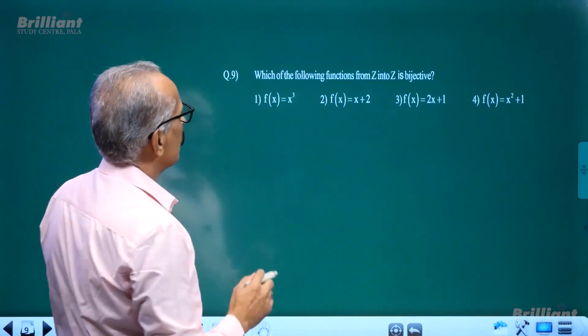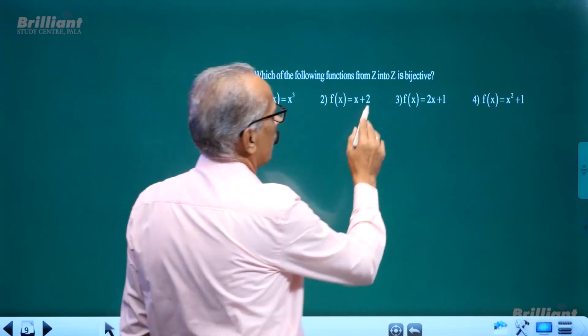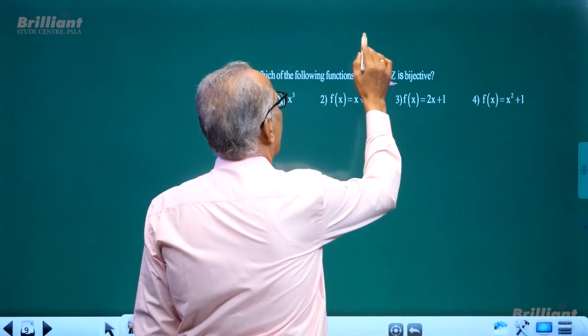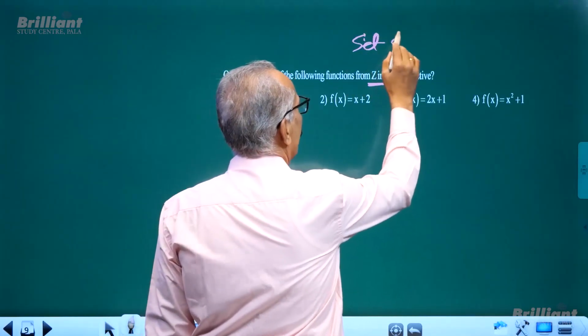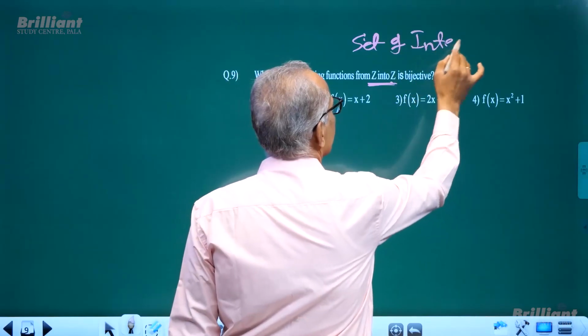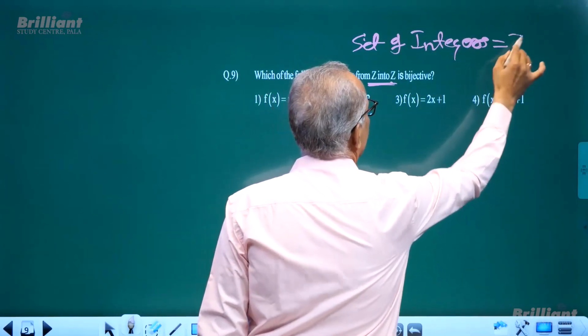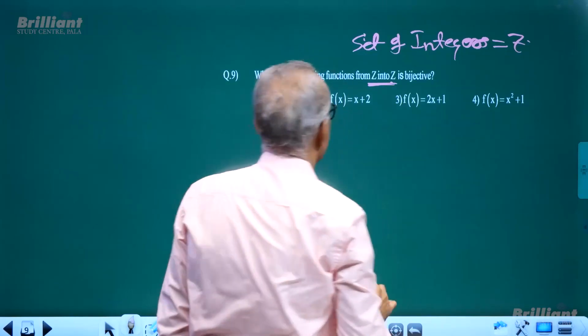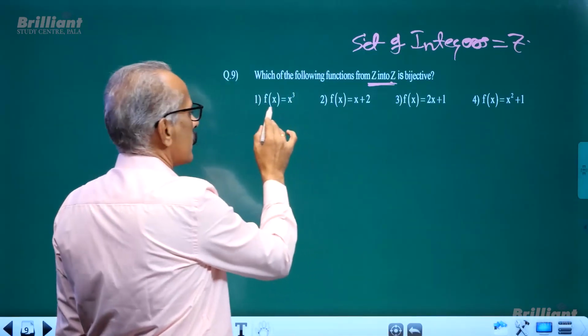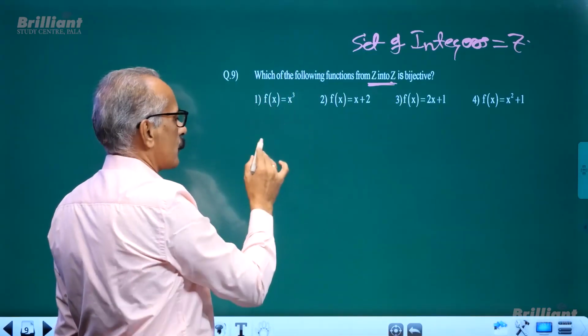Which of the following functions from Z to Z, Z, you know, the set of integers, is bijective? Why is f of x is equal to x cube not bijective?